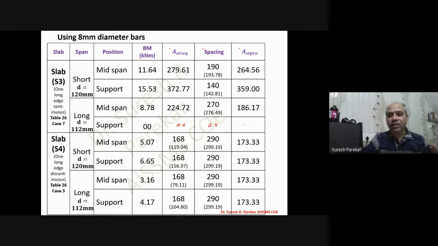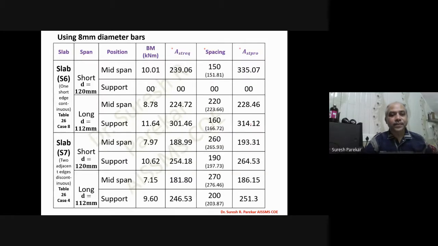Likewise, this is for S3, S4, then we have S4 and S5. Sorry, for S5 we have a one way slab. This is for S6, S7. For S6 we have one short edge continuous, and for S7 we have two adjacent edges discontinuous. So actually for S6 we have that 4 meter edge continuous, so one short edge continuous. I mentioned there one long edge, that is wrong. So we have one short edge continuous over there.